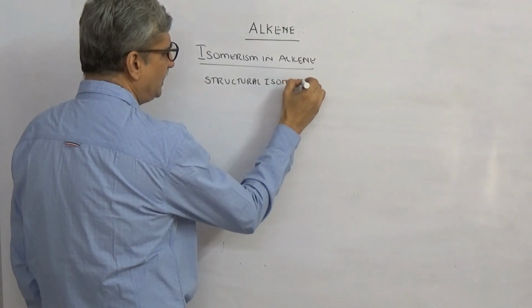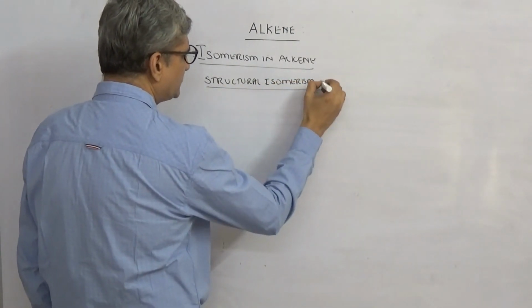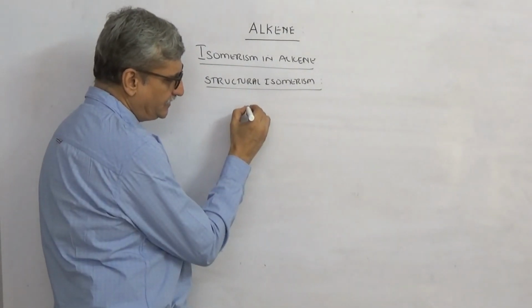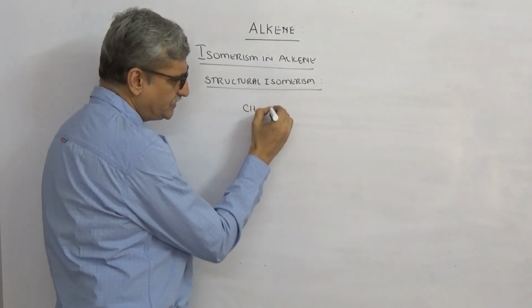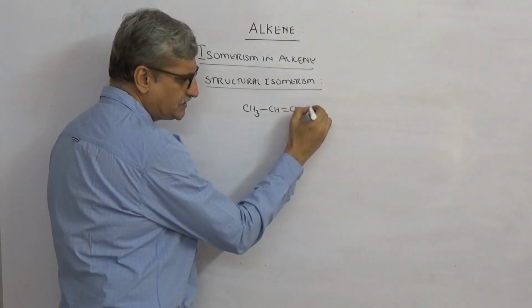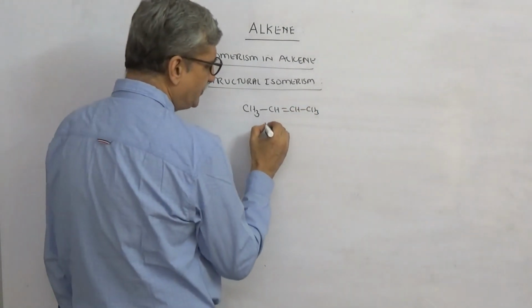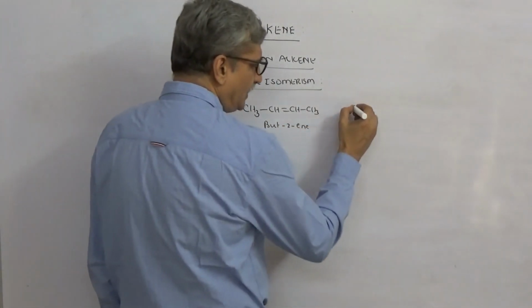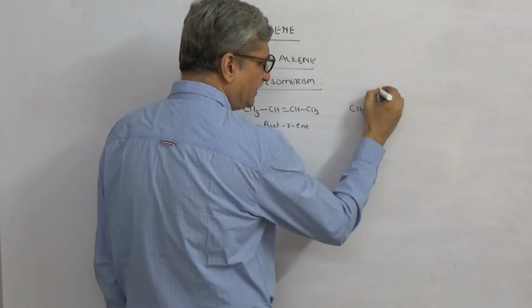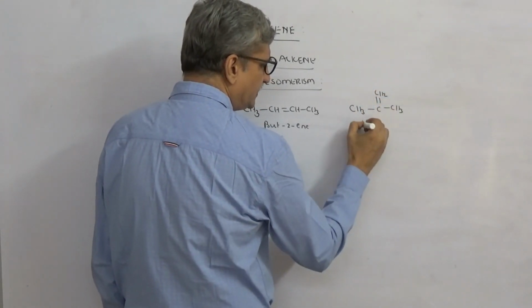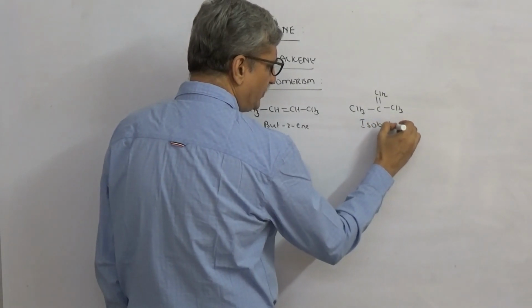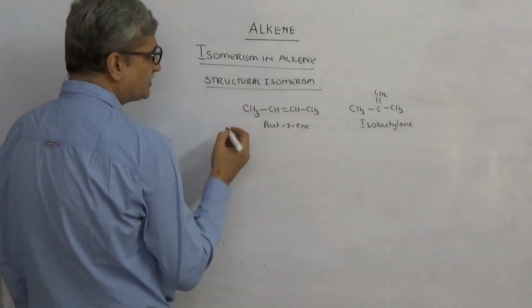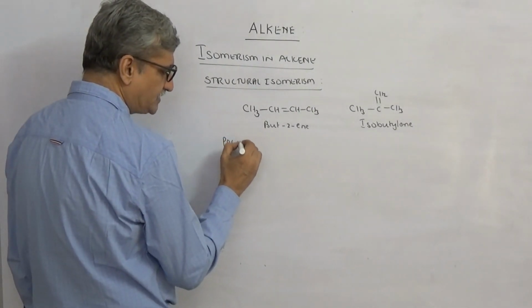When we talk of structural isomerism, we have straight chain and branch chain. So for example, you have CH3, CH double bond CH, CH3. So this is butene, and you have CH3, C double bond CH2, CH3. This is isobutylene.